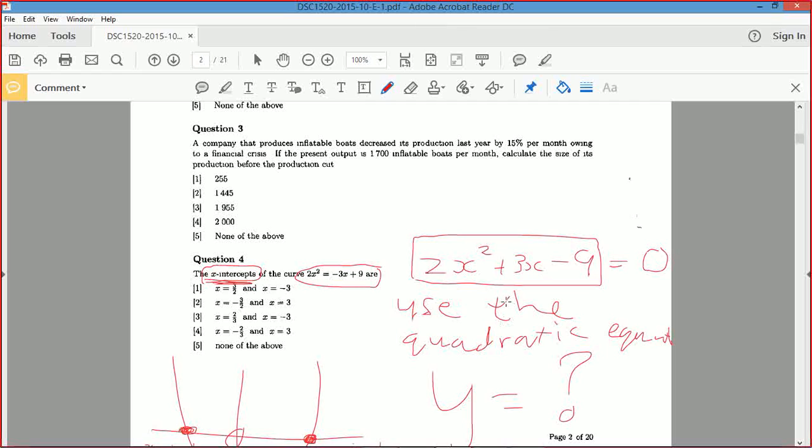Okay, so the b would be the 2x to the power of 2. No. Isn't it b is the one with the x? Okay, so then ax is 2x to the power of 2, then bx is 3x, and then c is minus 9. Yes. Okay, so plug that into the formula and get 2 answers.